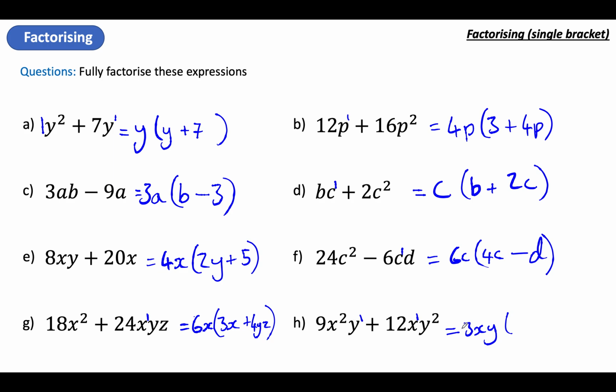Now 9x squared y. I've got a 3, so I times it by another 3 to make 9. I need x squared, and I've only got 1 so far, so I put another 1 in. I need a y, and I've already got the y. Good. So move on to the next term.